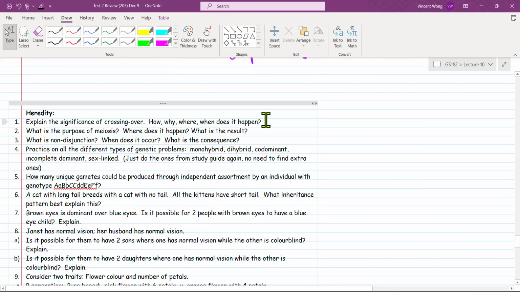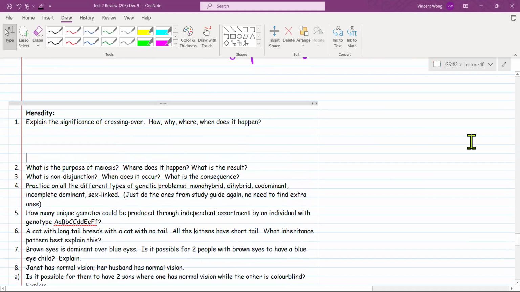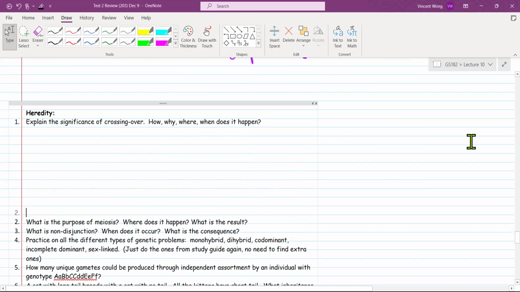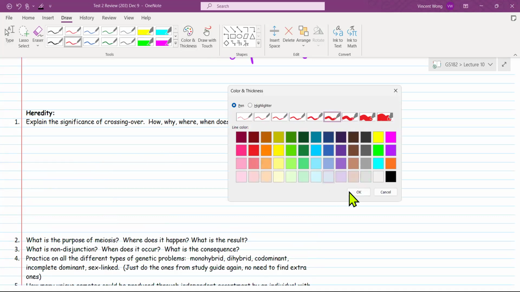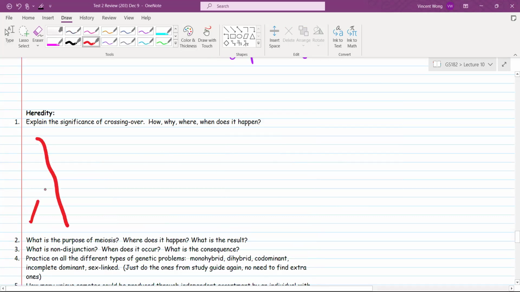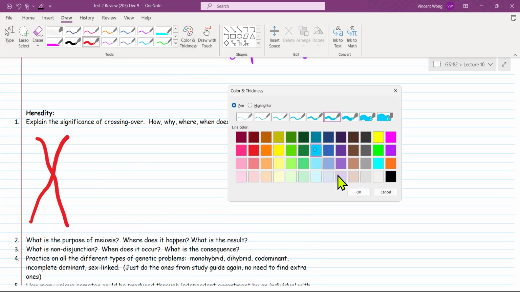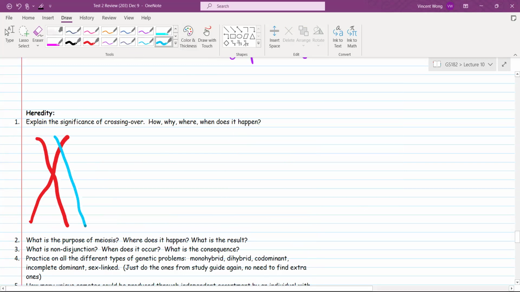All right, heredity. Explain the significance of crossing over. How, why, where, and when does it happen? So crossing over is basically when the maternal chromosome pairs up with the homologous paternal chromosome. Okay, so that's the crossing over right here. Crossing over. Okay, how?